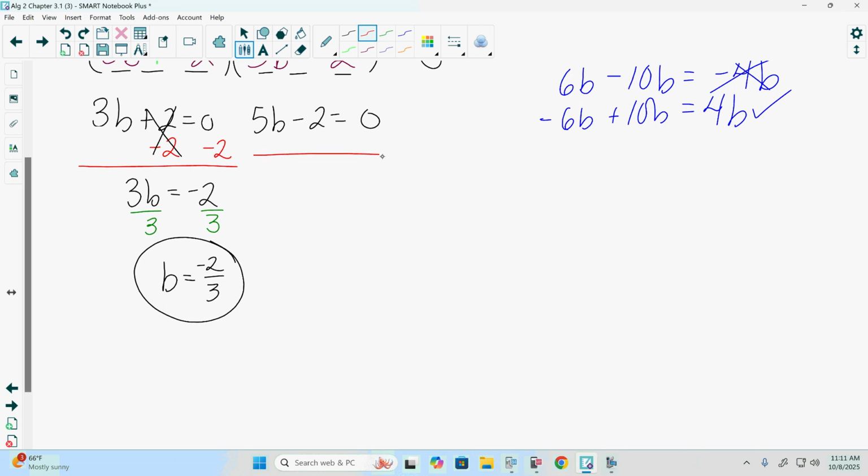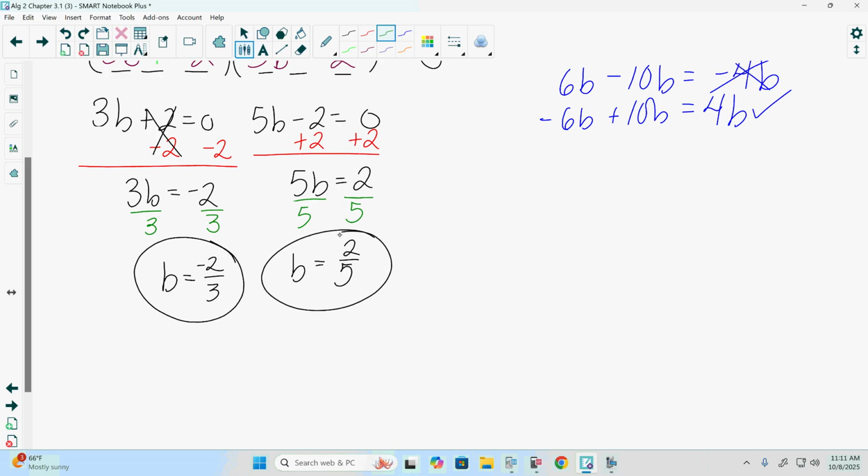With 5b minus 2, the first thing we can do is add 2 to both sides, telling us 5b is equal to 2. Then we would divide both sides by 5, telling us b is equal to 2/5.